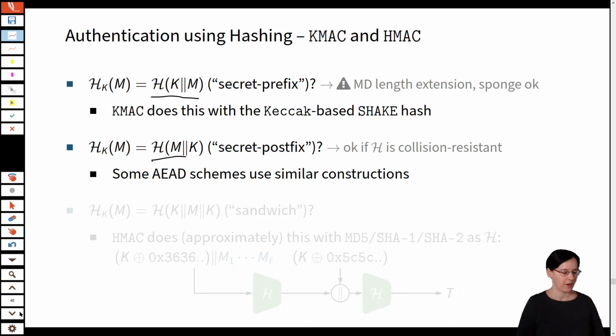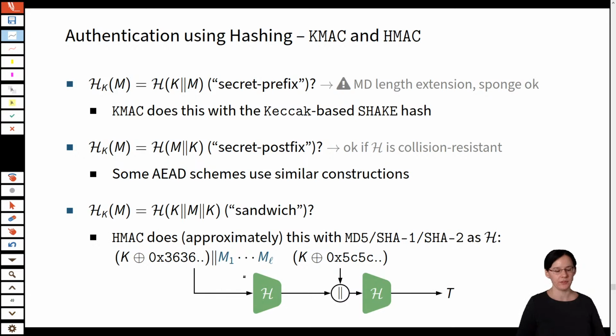We can also, of course, just do both. This is called a sandwich MAC and is also used in a very popular MAC construction, namely the HMAC, where H is for hash-based. And this HMAC construction is, in my opinion, a bit ugly, because what it does is it actually calls the hash function twice. But in the end, if you draw a picture of what's going on, it is essentially a sandwich MAC or a sandwich construction.